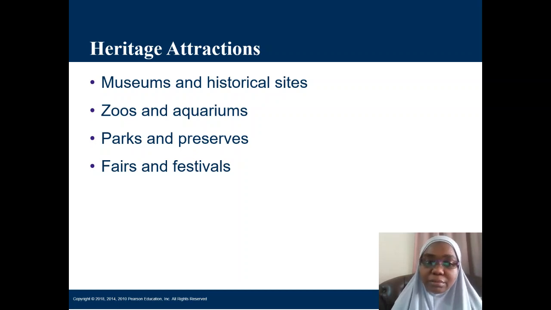Heritage attractions. Heritage attractions involve, like we mentioned earlier, natural places, museums or historical sites and so on. You may have zoos and aquariums, parks and preserves, fairs as well as festivals. All these are examples of heritage attractions. It's about the heritage, it's about history, about historical sites or facts. That is where they are kept for people to visit and learn and know more about history.